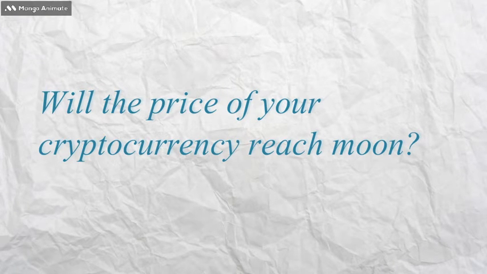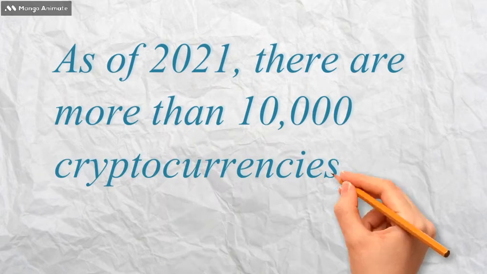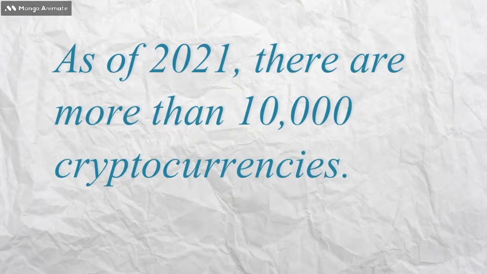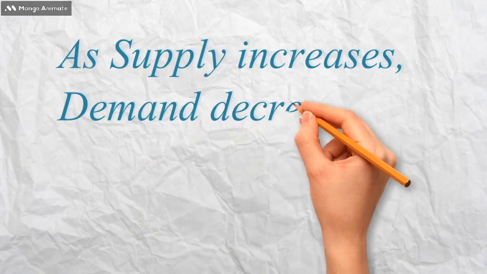Bitcoin was launched in 2009, and there were only 21 million Bitcoins in total. So, it's finite and limited. Now there are more than 10,000 cryptocurrencies as of 2021. Dogecoin, on the other hand, has more than 129 billion Dogecoins. So it's highly unlikely to reach values like Bitcoin. This is because as supply increases, demand decreases.